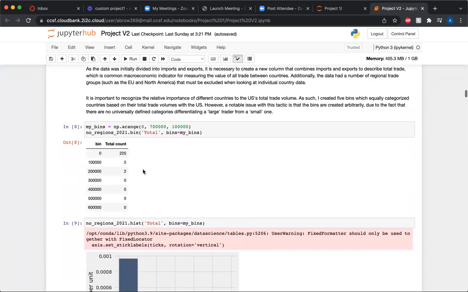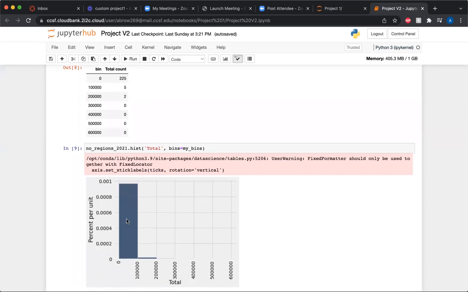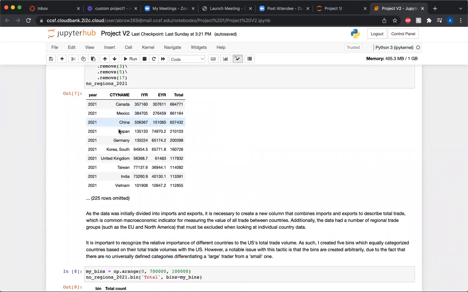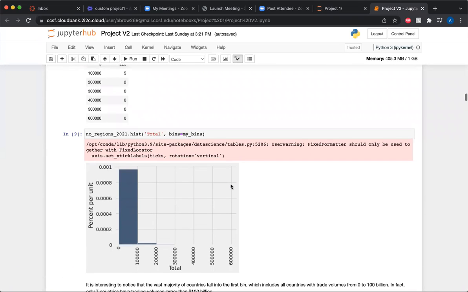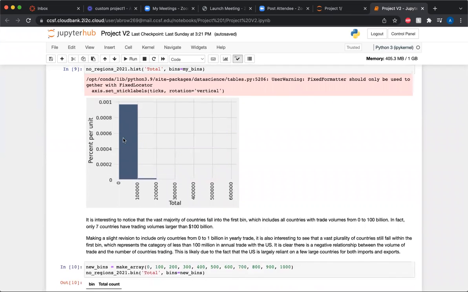And then I wanted to look at the discrepancy between countries that traded large volumes with the US and those that traded smaller volumes. And by making this histogram here, you can see that most countries, almost all of them, trade under $100 billion a year with the US, and that's imports and exports. There's only a few outliers, about 7 that trade more than that. And those are going to be the really top countries, Canada, Mexico, China, Japan, and some of those others in that top bracket.